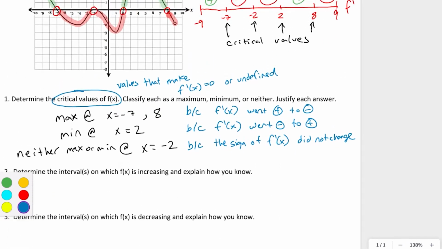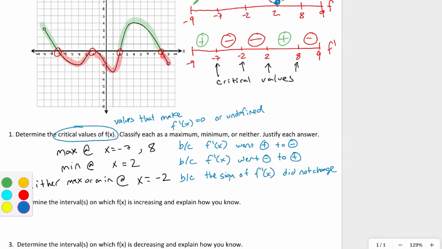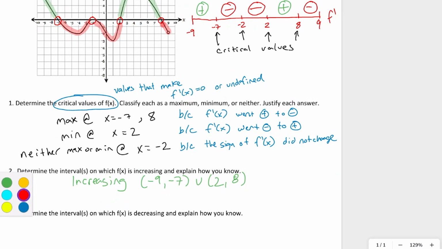I'm going to have to scroll back up to see because I don't really remember. Okay, so we're increasing between -9 and -7, and also between 2 and 8. So we're increasing on the interval -9 to -7, but also 2 to 8. We're decreasing on the interval -7 to 2 and 8 to 9.